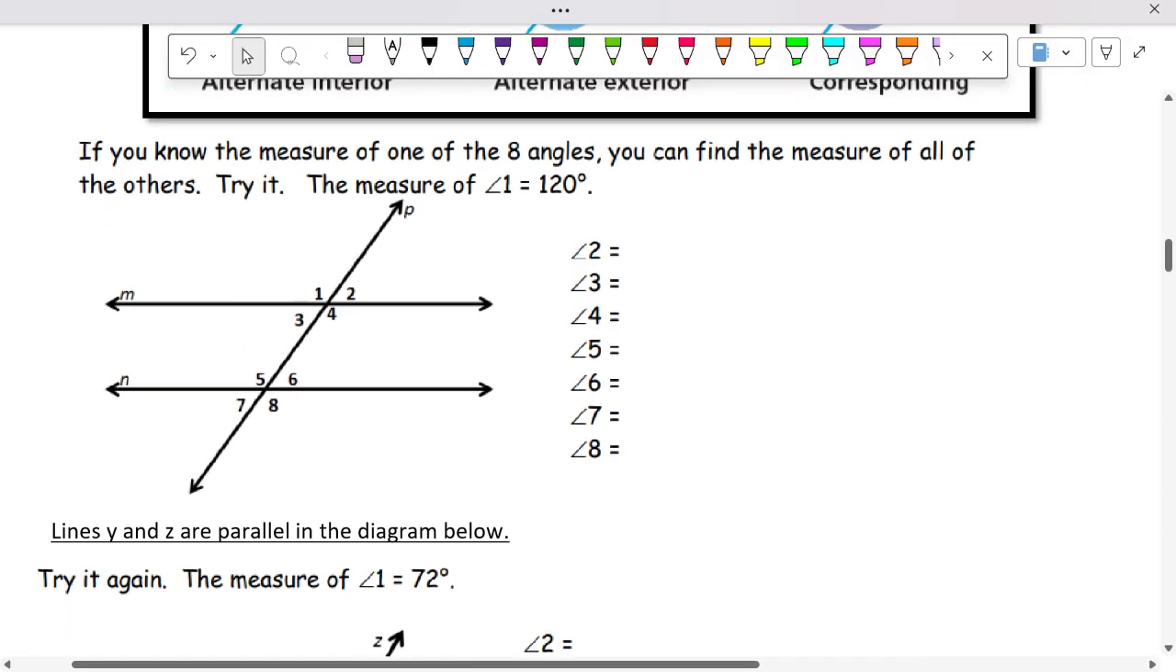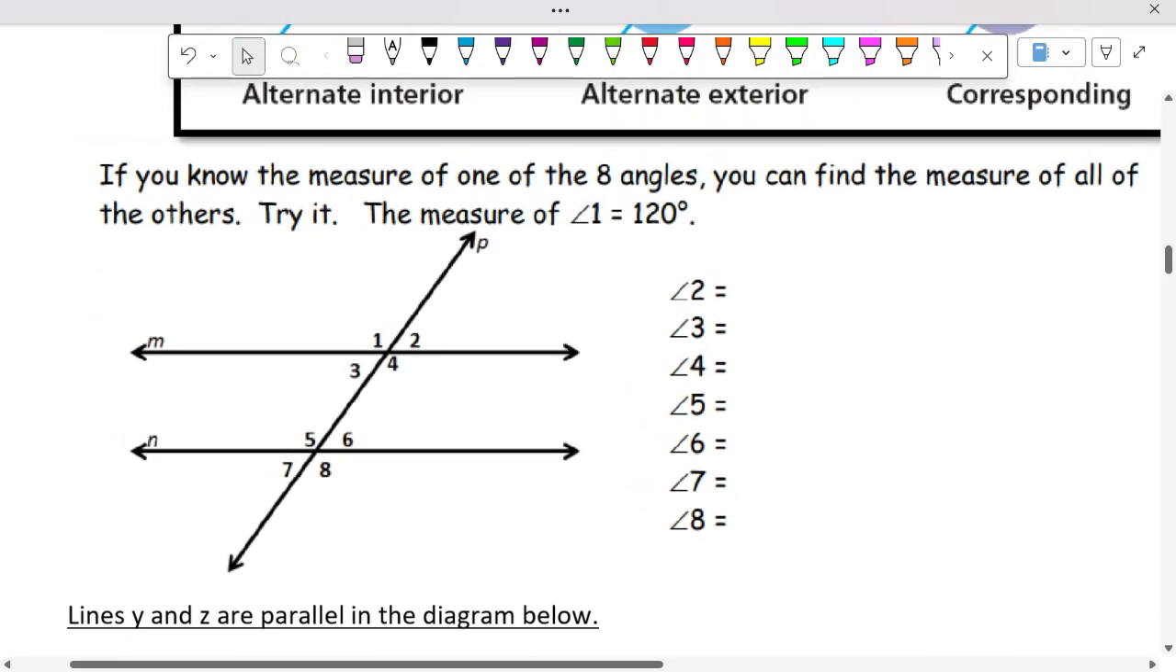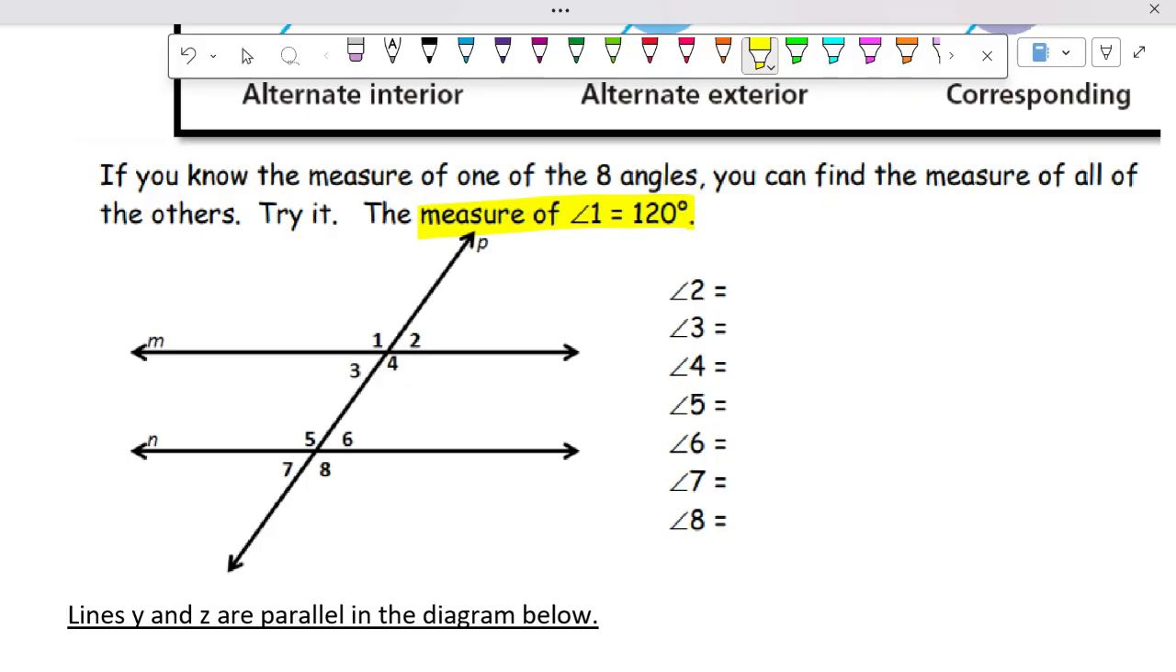So now let's do an example. They said that the measure of angle 1 is 120 degrees, and they want us to find the other 7 angles. So angle 1 is 120 degrees. What do you think angle 2 is? It's 60. Why? Because they have to equal 180. They're supplementary. What's the connection between 1 and 2?